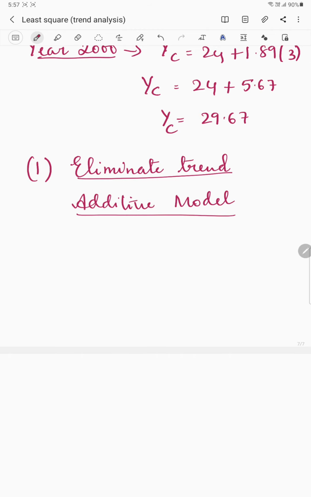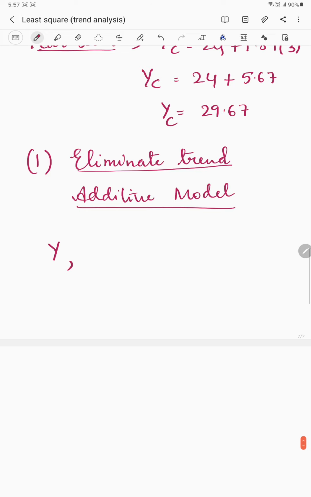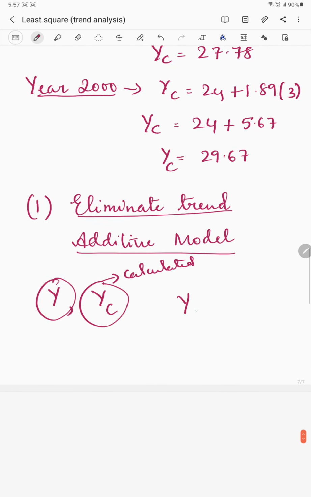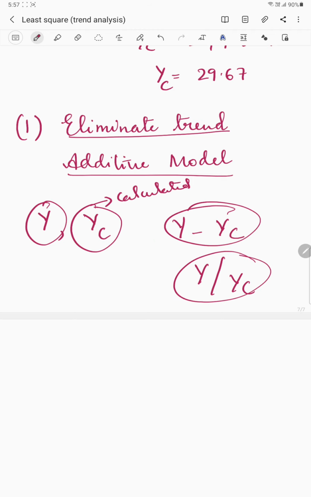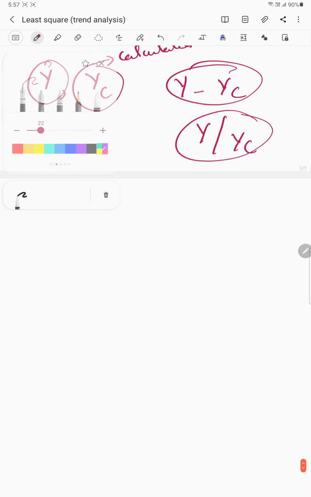Okay, in the additive model you need to remember what all you need. You have Y from the question, you have YC which you calculated. Okay, these two you already have from the previous steps. Then you will do Y minus YC as one step, and then the next step would be Y divided by YC. These 4 steps, that's all. I have just written it here. We will do it down so you can see.